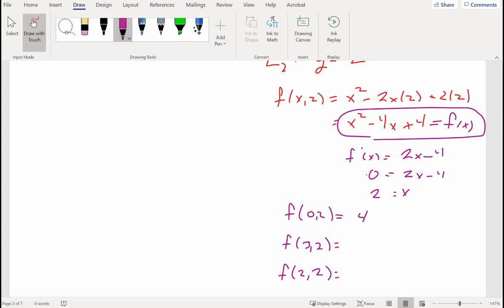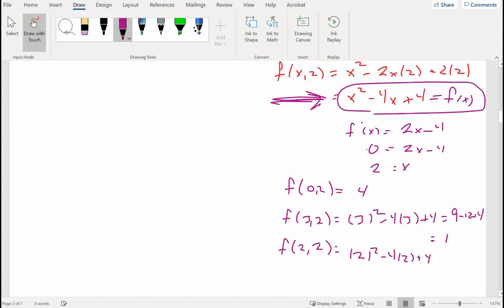We can use this, because we've already substituted 2 in for the y, right? So that's going to be 0 squared minus 4 times 0 plus 4. This one's going to wind up being 3 squared minus 4 times 3 plus 4. So that's going to be 9 minus 12, right, plus 4. Negative 3, so that's going to be 1. And then we'll have 2 squared minus 4 times 2 plus 4. And so 4 minus 8 plus 4 is going to be 0.